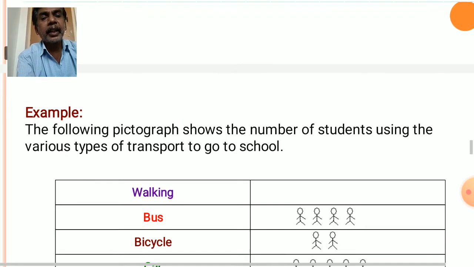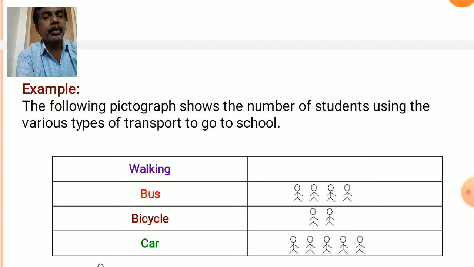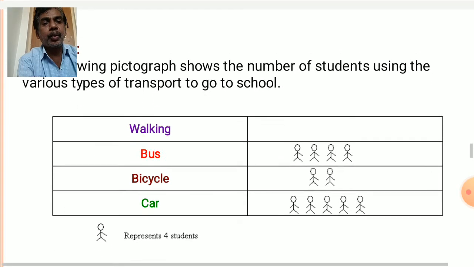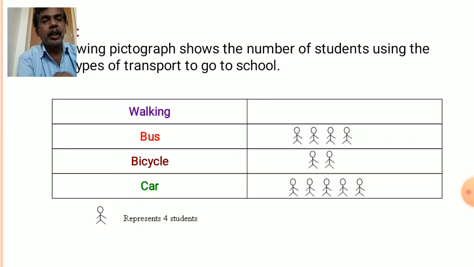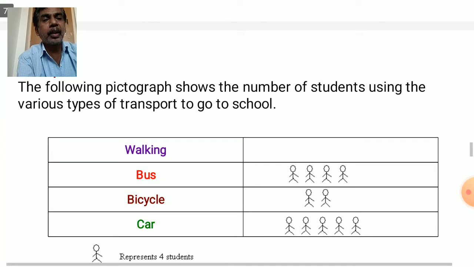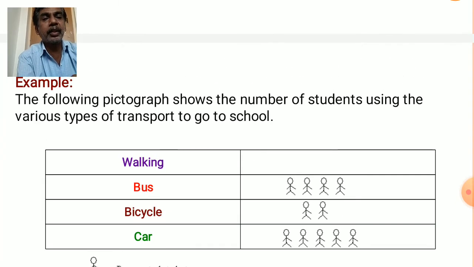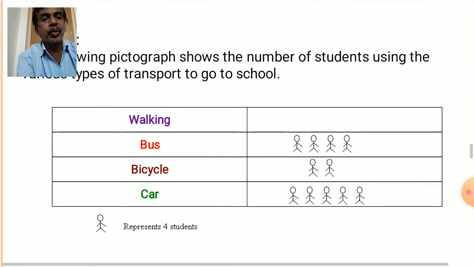And another example mentioned here: the pictograph shows the number of students using the various types of transport to go to school. So bus, bicycle, car. It shows the number of students using the various types of transport to go to school.